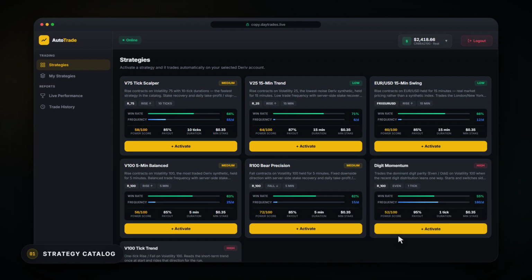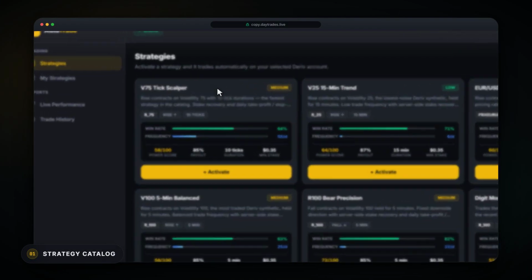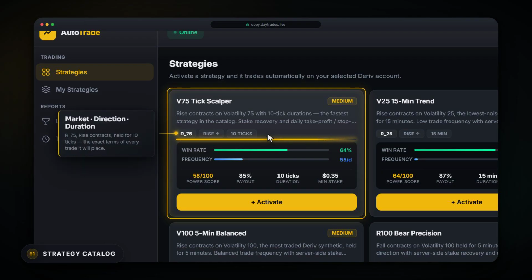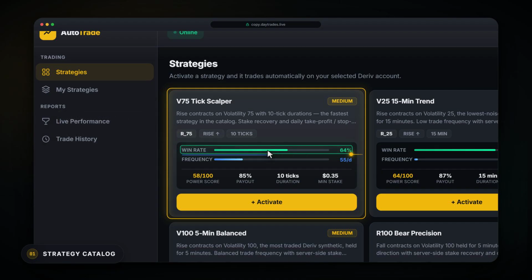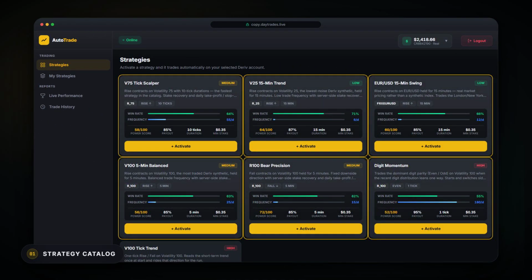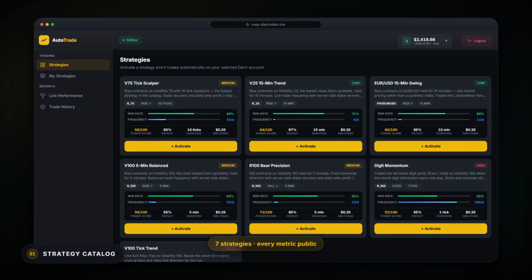It starts here, in the strategy catalog. Every strategy is built and tuned by our team, then published with its real numbers attached. The market it trades, the contract type, how long each position is held, win rate, trade frequency, and a power score that blends the two. Nothing is hidden behind a paywall or a promise.